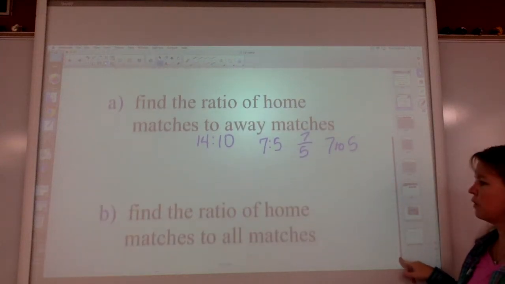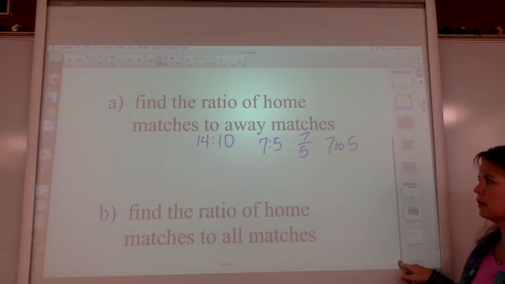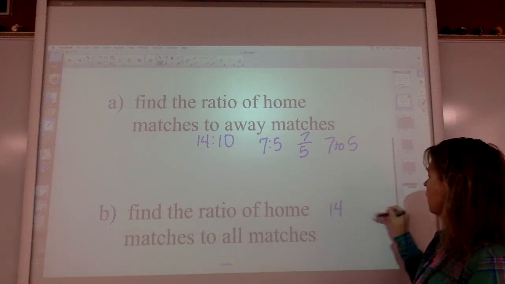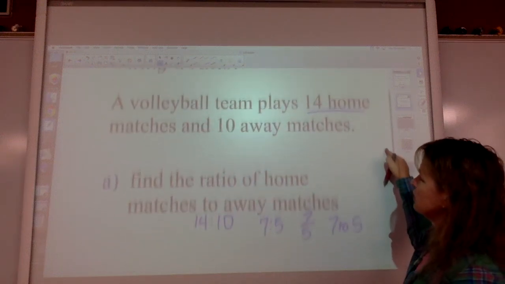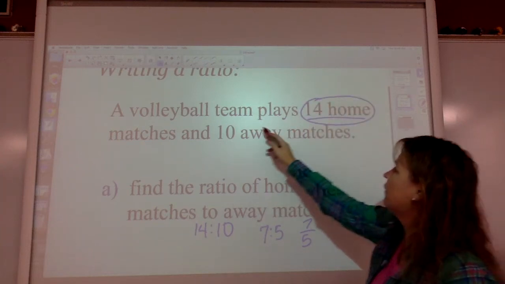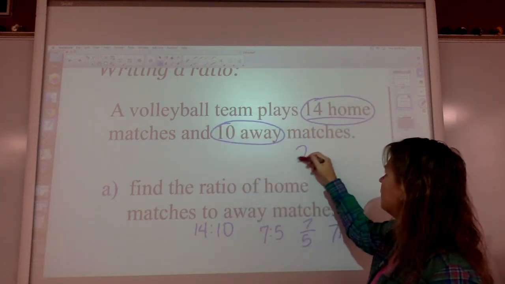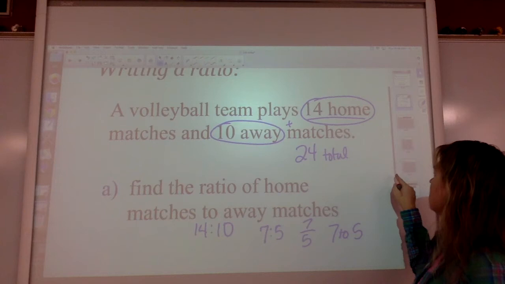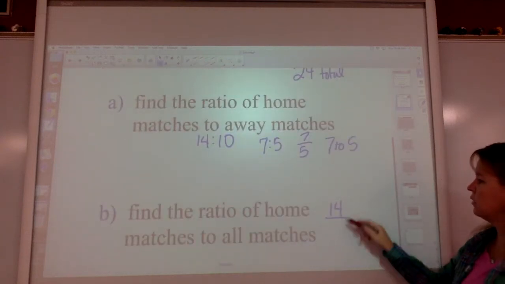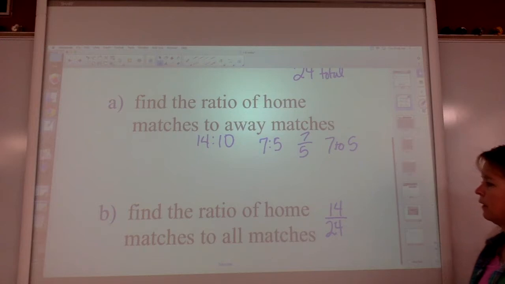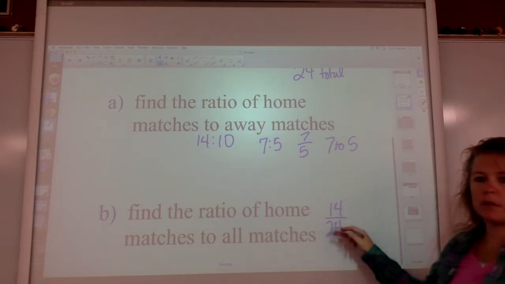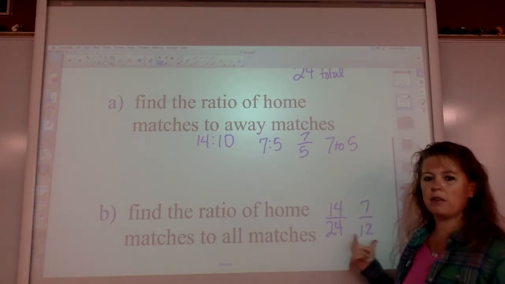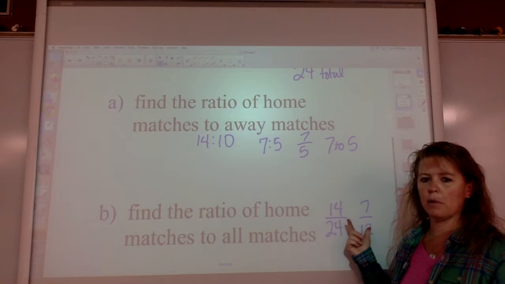Next one says find the ratio of home matches to all matches. So now we got to go find that home number, which is 14, but then we have to do a little bit of work on our own, and then it says to all matches. There were 14 of them home. If there were 10 away, that means all together there were 10 plus 14 or 24 total matches. So we're going to say 14 to 24. 14 and 24 are both even numbers, so we're going to take those even numbers, reduce them. You're going to get 7 to 12. So for every 12 matches they had, 7 of them are home.